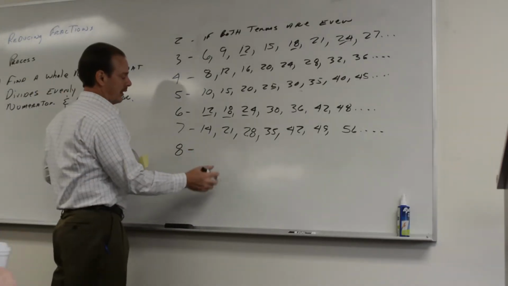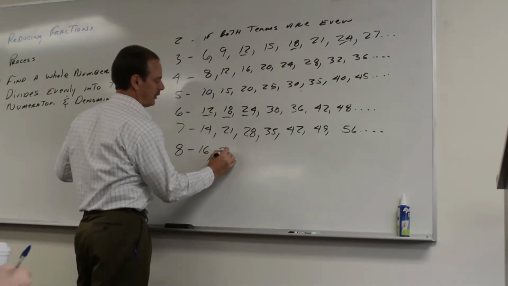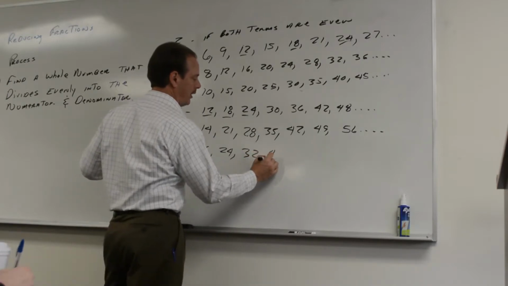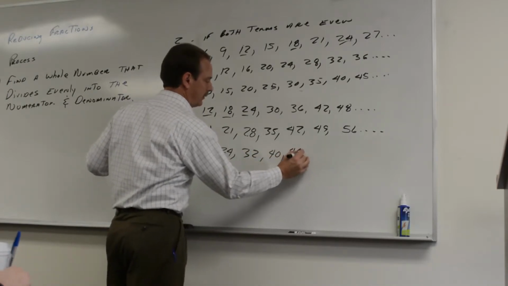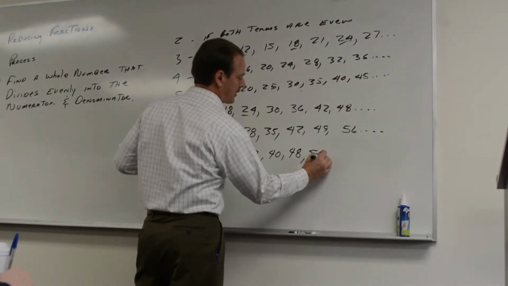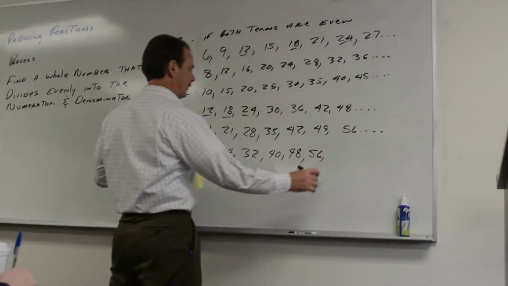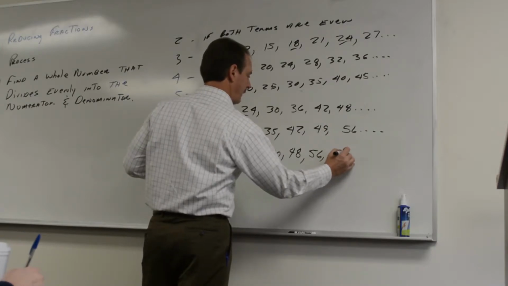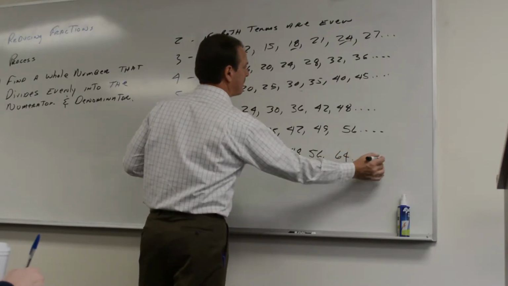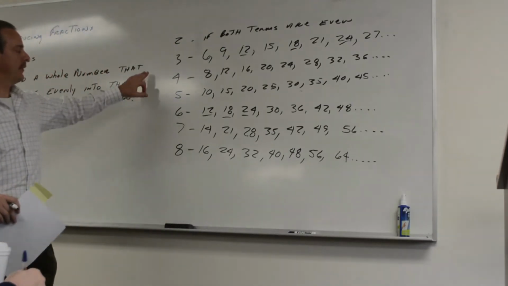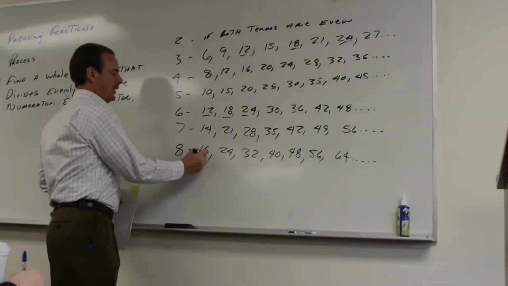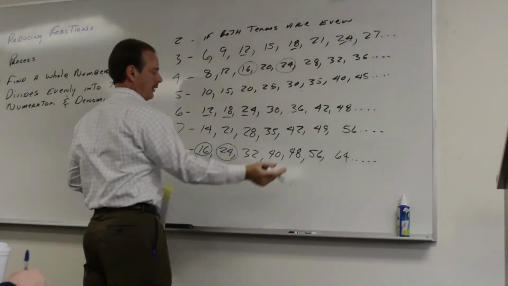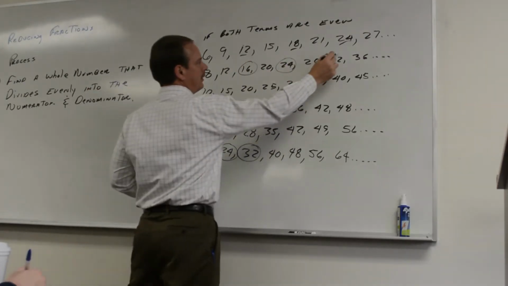So let's start here with 8. We're going to get what? 16, 24, 32, 40, 48, 56, 64, 72. All right, now let's look at 8 and 4. They both have 16. They both have 24. They both have 32.